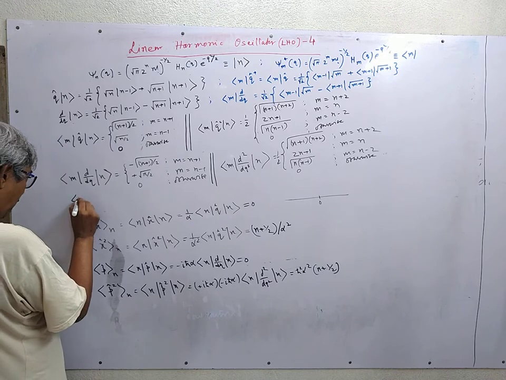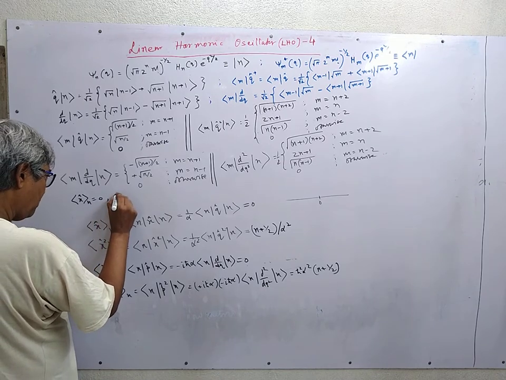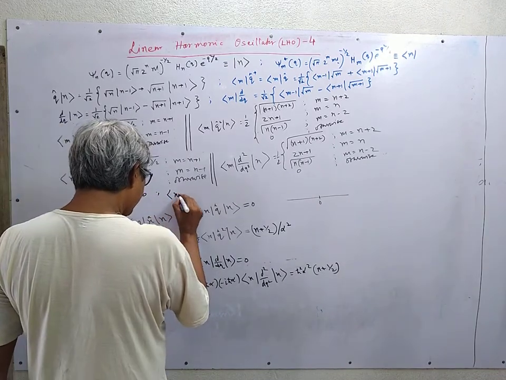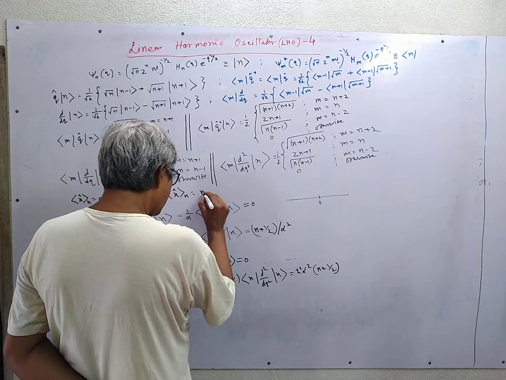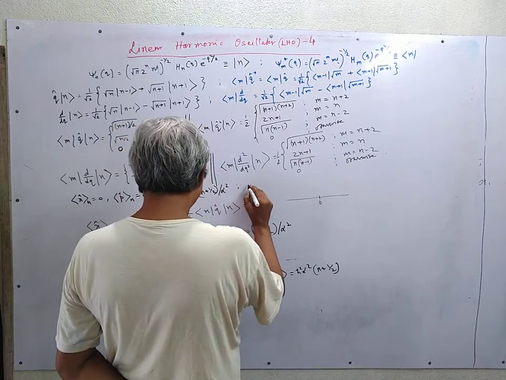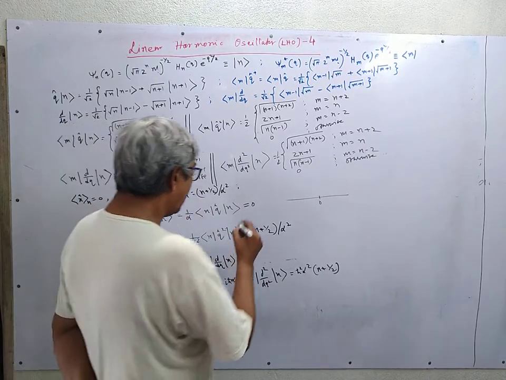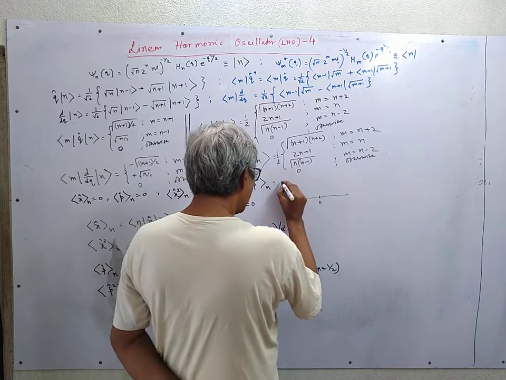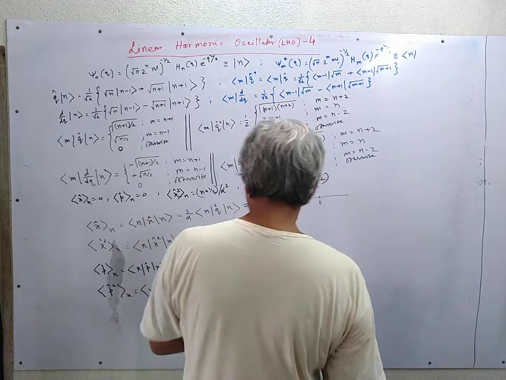So the expectation value of x operator in a state n is 0. Expectation value of p operator in a state n is 0. Expectation value of x square operator in a state n is n plus half by alpha square, and expectation value of p square operator in a state n is finally h line square alpha square n plus half. This is what we have done till now.